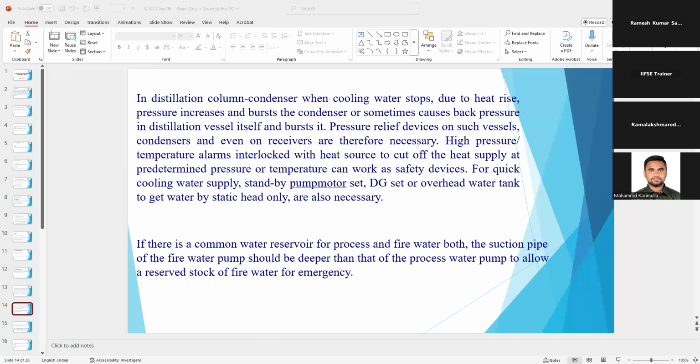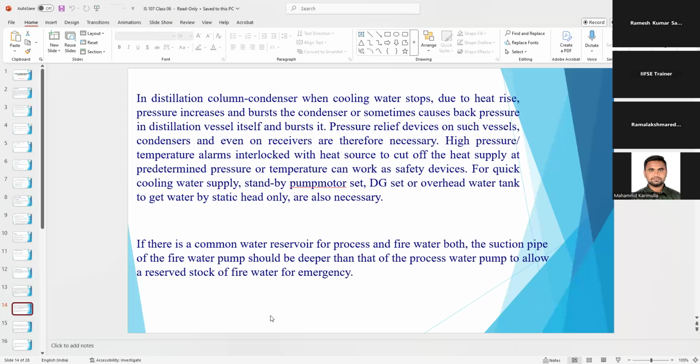In the same way, you should have high temperature alarms so that they can alert the team so that they can take initiative. And predetermined pressure and temperature can work as safety devices. So we set the predetermined pressures and temperatures so that they work as safety devices.